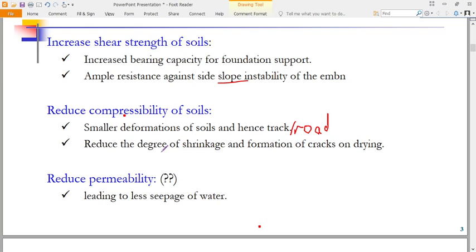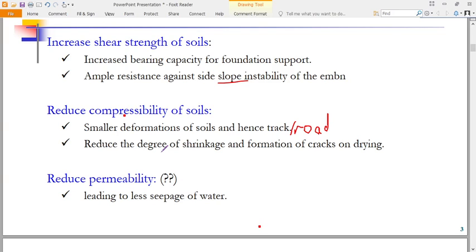So when you compact a clay soil to a denser mass, you reduce its ability to go through shrinkage, or reduction in length of a material mass. It also leads to less seepage. Why? Because the voids, the spaces, have been filled with soil particles, therefore there will be no interconnected voids to carry water through a soil mass.